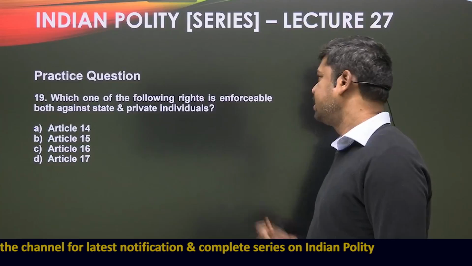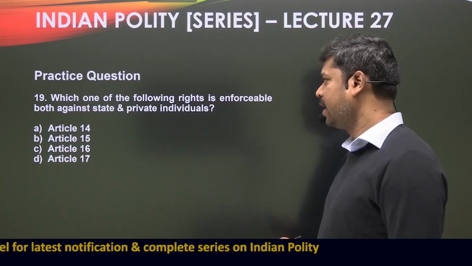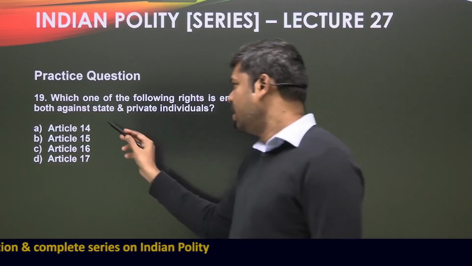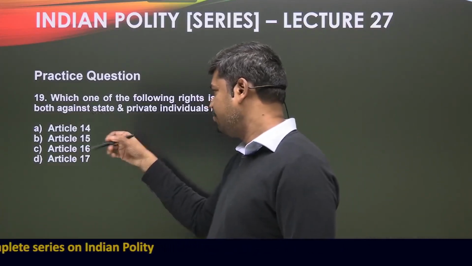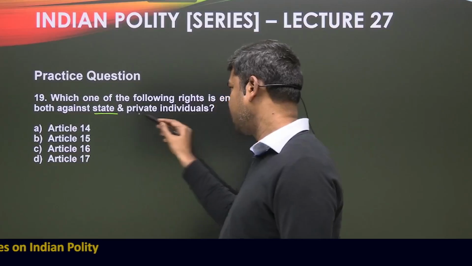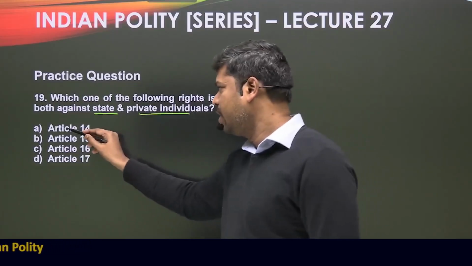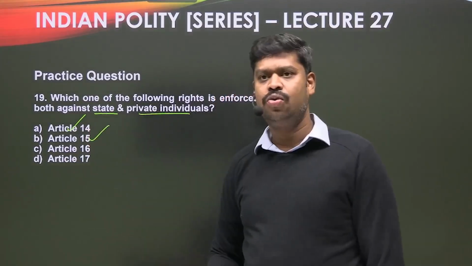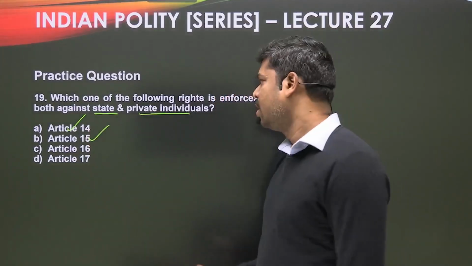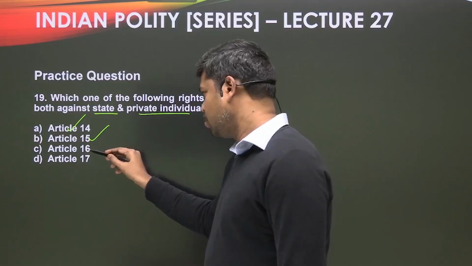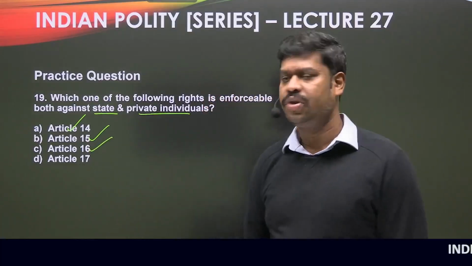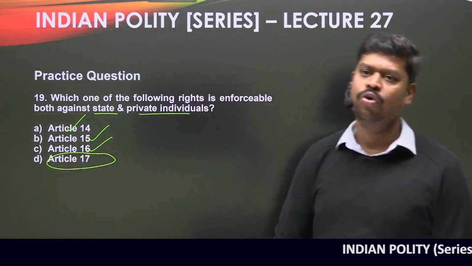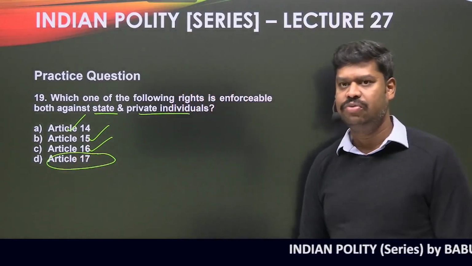Which of the following rights are enforceable both against the state as well as private individuals? We have already seen that. When you ask which is enforced both against the state as well as private individuals, Article 14 is only against the state. Article 15 is also only against the state. Article 16 is also only against the state. But Article 17, if you see, is both against the state as well as private individuals.